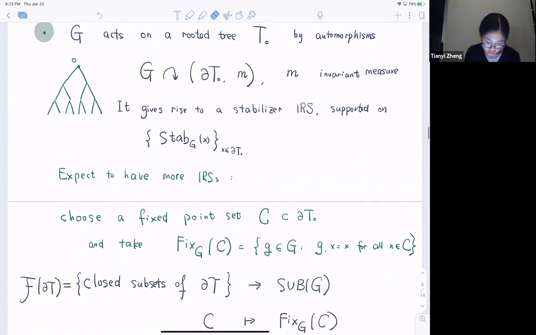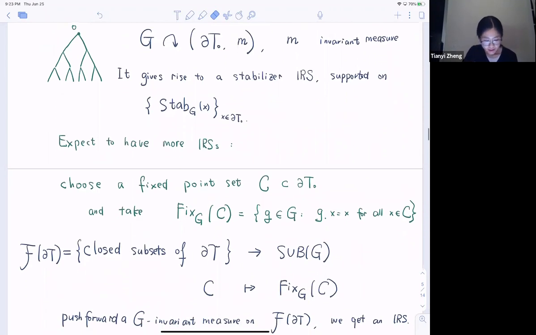So there's no good reason why you should only consider the stabilizer of one point. Instead, you can consider the pointwise stabilizer of a closed subset. If you take a closed subset of the tree boundary, you can consider its pointwise fixator, pointwise stabilizer, written as Fix G here.